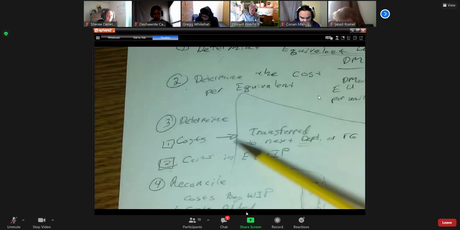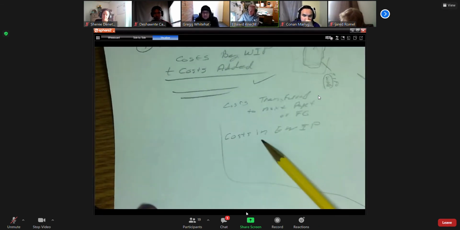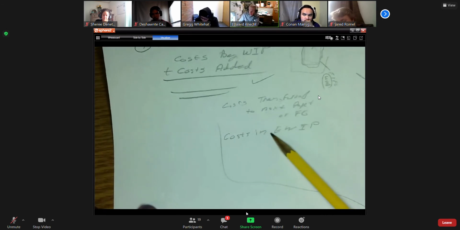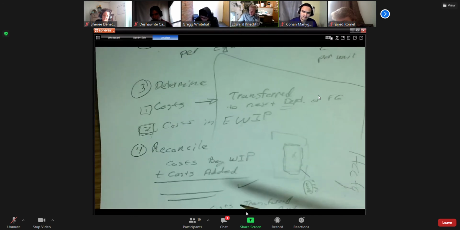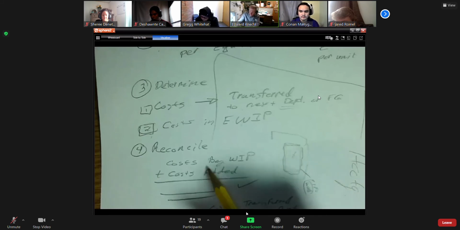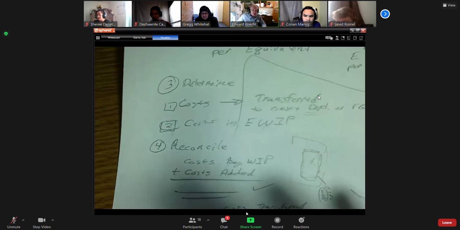So we have these costs. Those costs are going to fall in the second half: costs that were transferred out to the next department and ending work in process. And that has to check with the cost from the beginning work in process plus cost added during this time period. So that's a rough outline of the whole process. I didn't go through the nitty gritty step by step of everything, but you need to know the overall view.